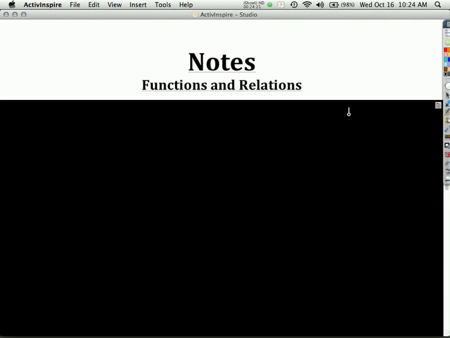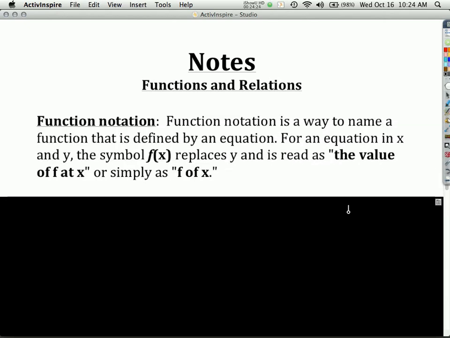So, we are going to look at equations and functions in a slightly different way. It's called function notation. It's a way of naming a function. So, the common letters that we're going to be using today are F, G, and H, and you'll see lots of other ones throughout the rest of the year.